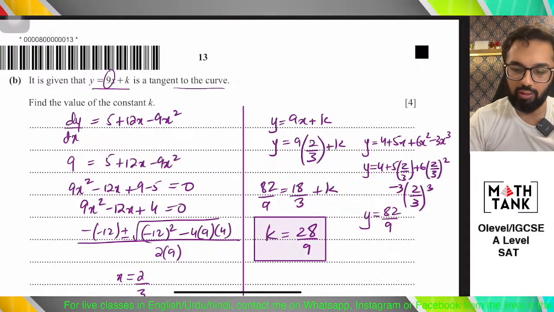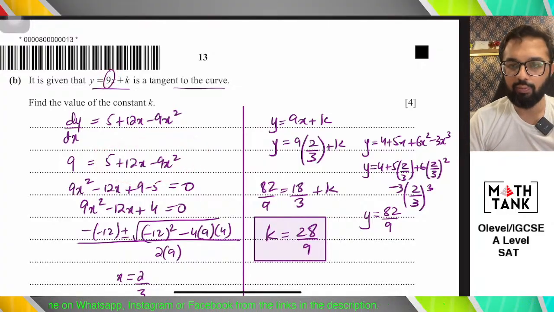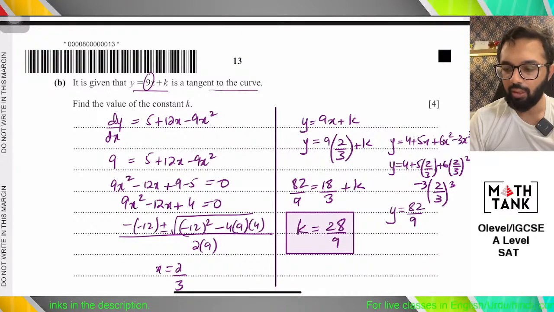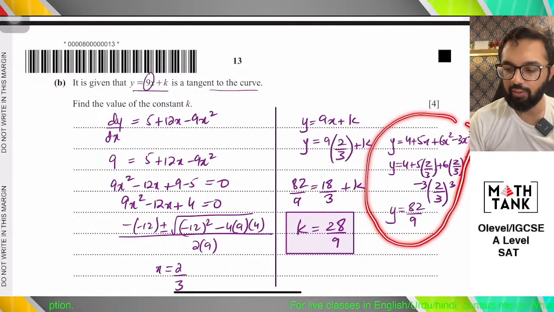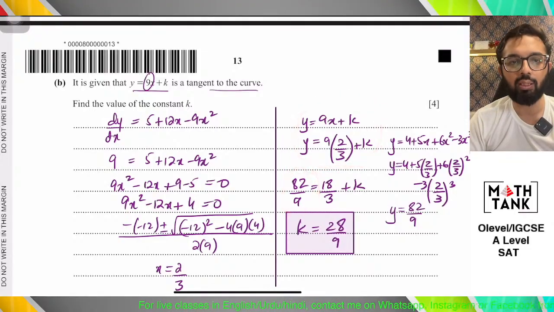So what I've done is I've used the gradient of the tangent to find a value for x first. I've used that value of x in the equation of the curve that I had. Okay. Find a value for y, and then I've used that x and y in the line again to find the value of k.